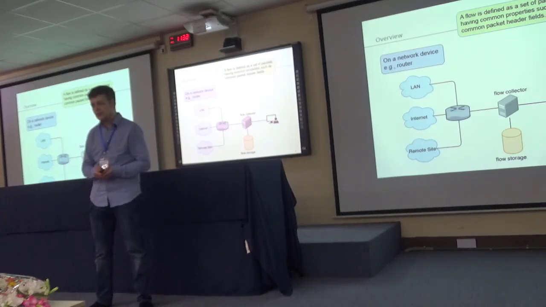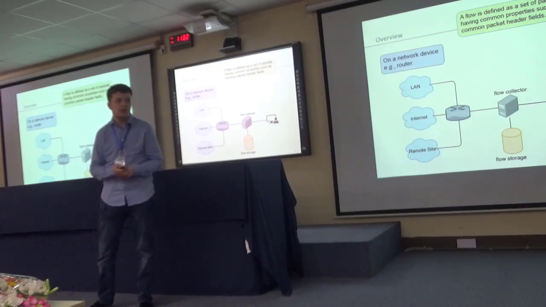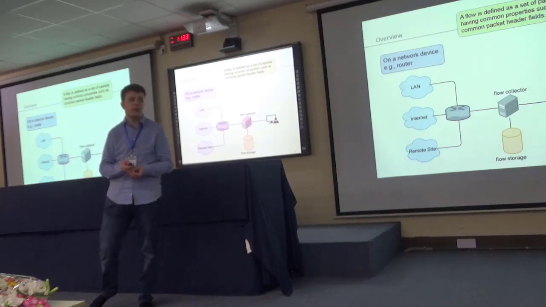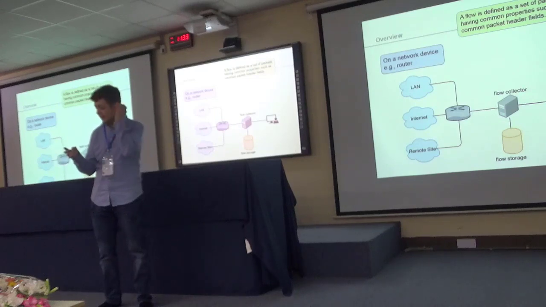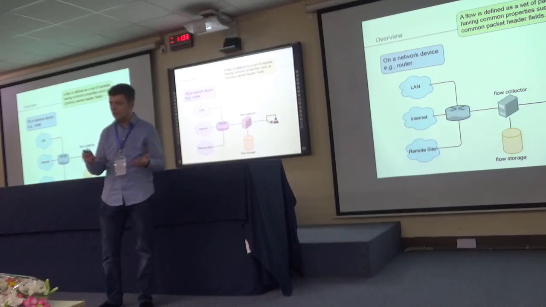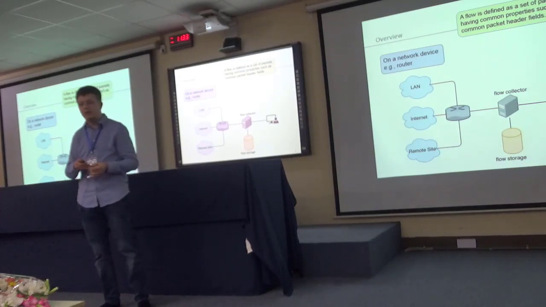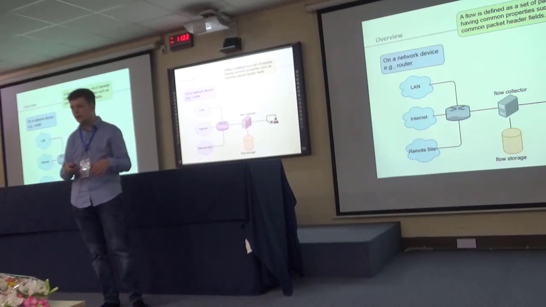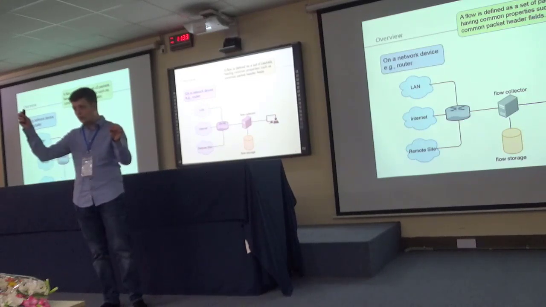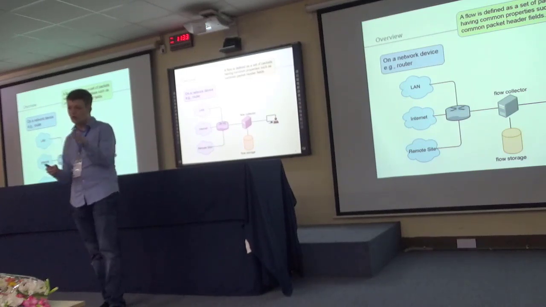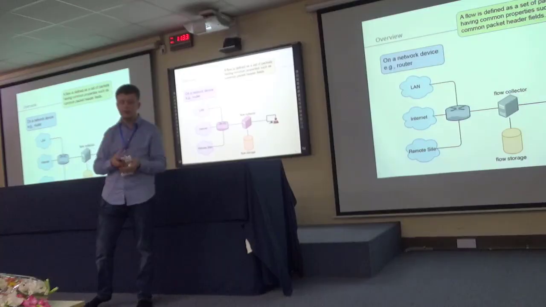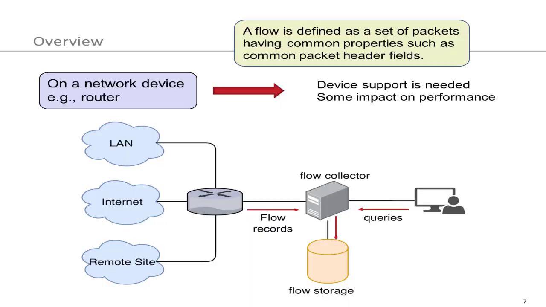Now the question is, what is a flow actually? I've talked about that for some time now. This is defined as a set of packets with common properties, such as common packet header fields. So that means basically same IP address, same port, stuff like that. And depending on how narrow you define it, the flow can be exactly from one host to one other host on one port, or if you just say I want all flows from this host, then you can take all flows that match just one part of the IP address, just the source, for example.